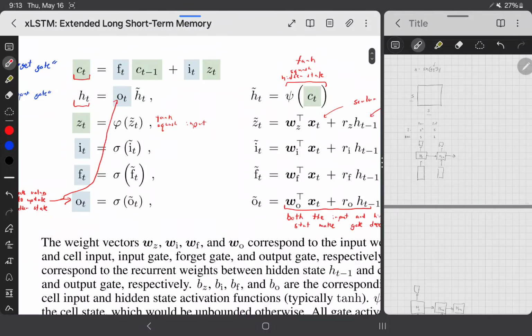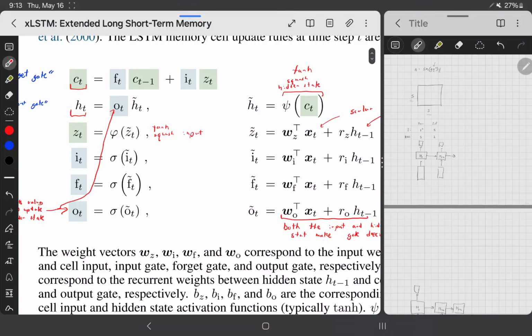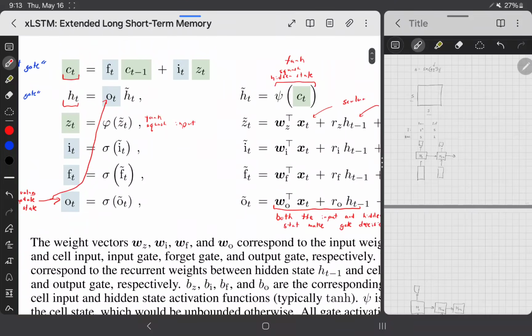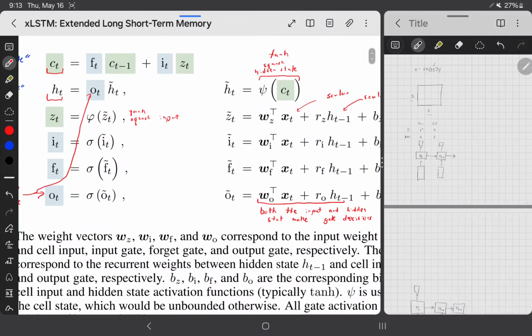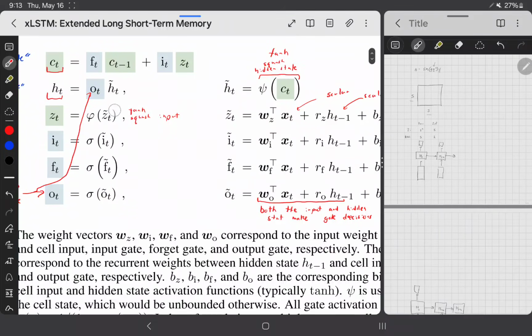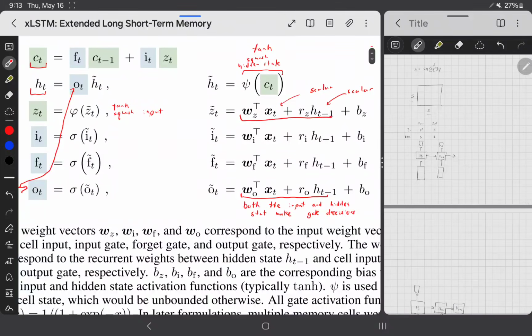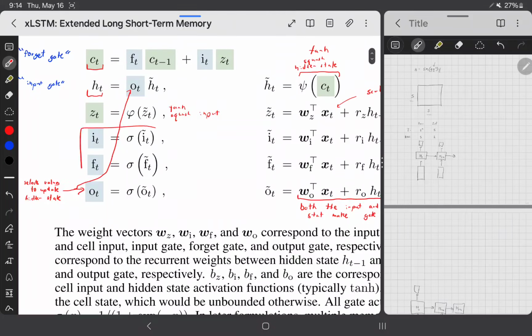Every one of these operations is a scalar, and then we send them through the gating operations. So I of t is our input gate, f of t is our forget gate, O of t is our output gate, and zt is basically squishing the input. Our input isn't just xt, by the way, it's xt and ht. So these are our gates. This is basically the input.